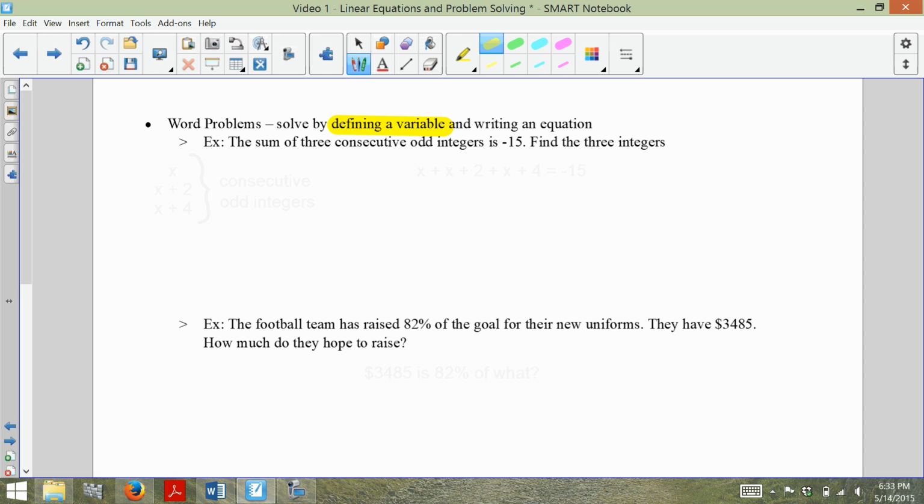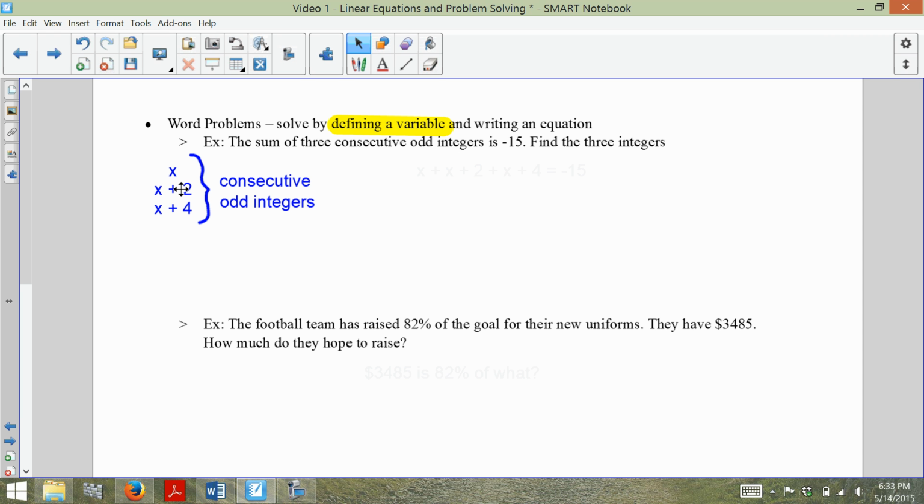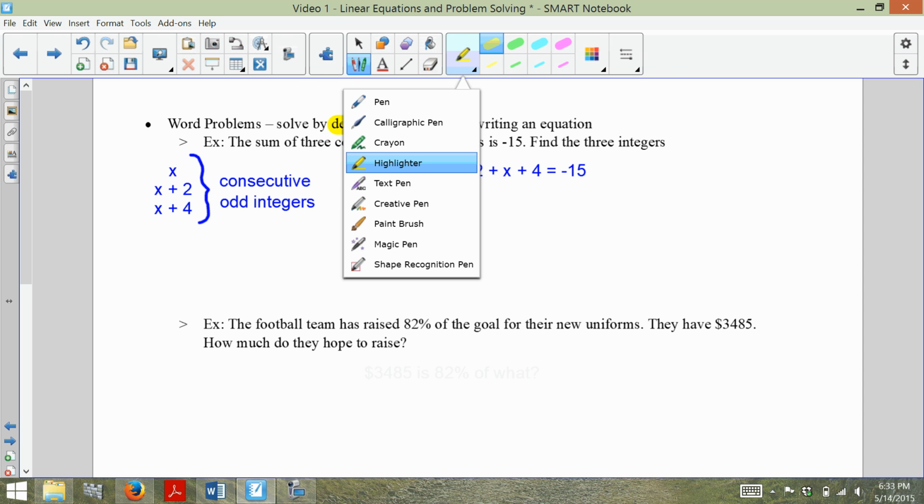So defining the variable just means that I want to make sure that I know what my variable is and what it represents. In this first problem, we have 3 consecutive odd integers. So my variables in this case, I've got x, x plus 2, and x plus 4. This is how we represent consecutive odd integers. We go up by 2's. Now this problem is telling me that the sum of those three numbers is negative 15. So sum means add. And I add the x, x plus 2, and x plus 4 up, and I get negative 15.